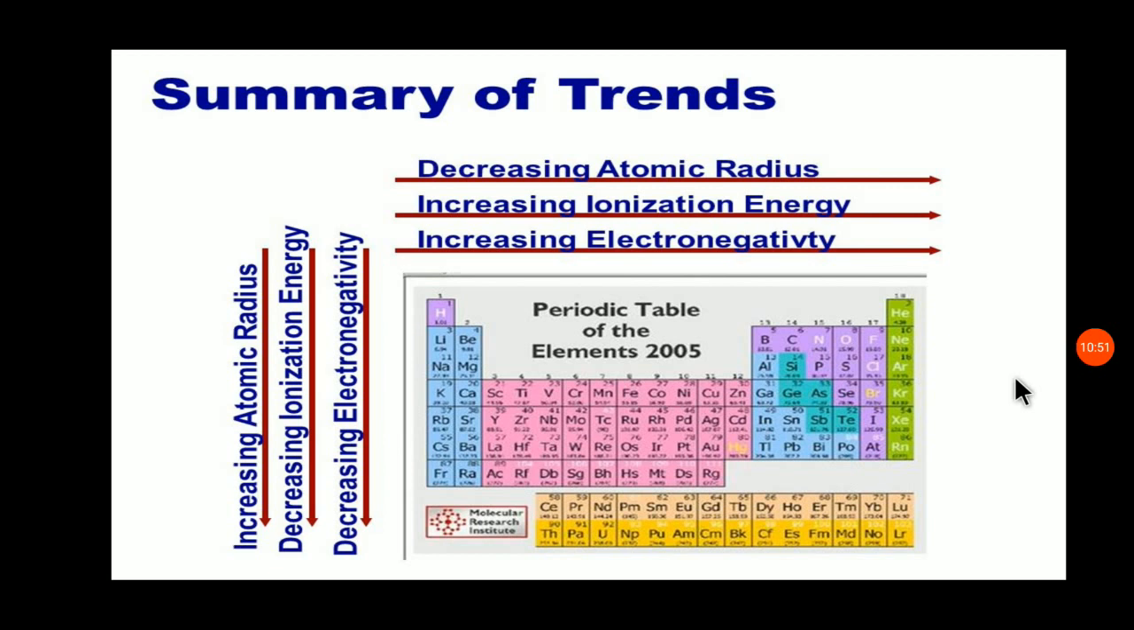Next goes to the summary of the periodic trends. From left to right: decreasing atomic radius, increasing ionization energy, increasing electronegativity. From top to bottom: increasing atomic radius, decreasing ionization energy, decreasing electronegativity. This is the summary of the periodic trends.